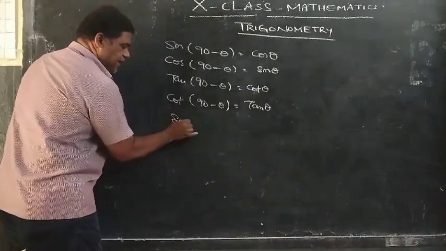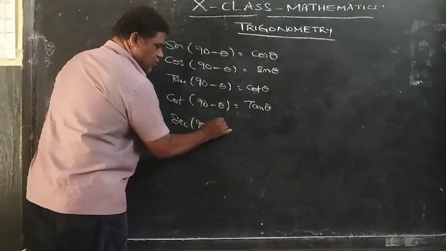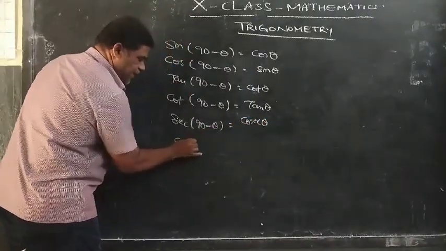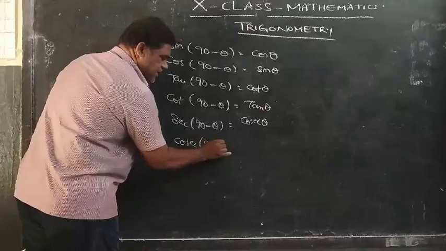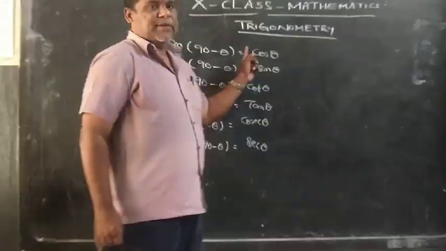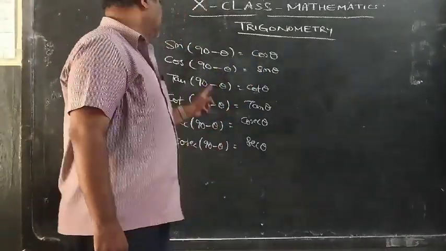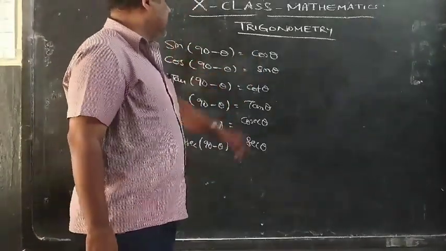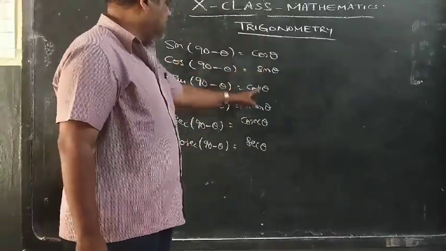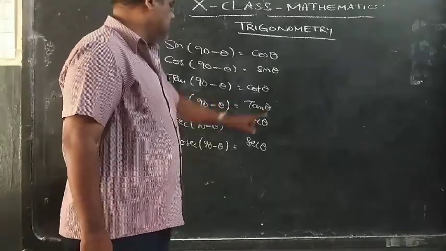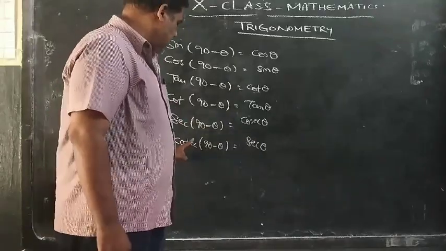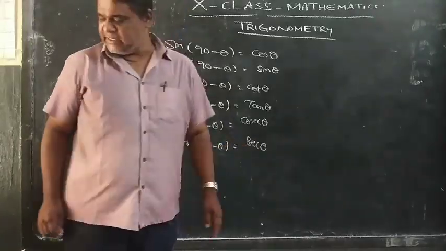Next, we proved secant(90 minus theta) as cosecant theta. Cosecant(90 minus theta) we proved as secant theta. So these are called trigonometric ratios of complementary angles. We proved this: sin(90 minus theta) is cos theta, cos(90 minus theta) is sin theta, tan(90 minus theta) is cot theta, cot(90 minus theta) is tan theta, secant(90 minus theta) is cosecant theta, cosecant(90 minus theta) is secant theta.